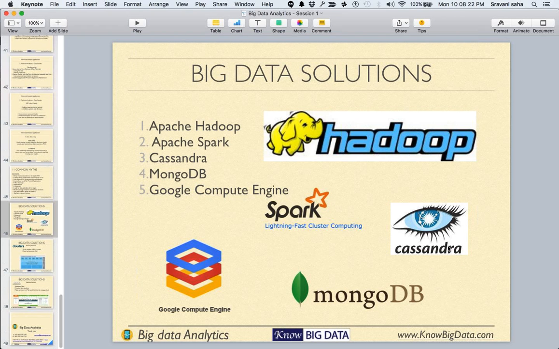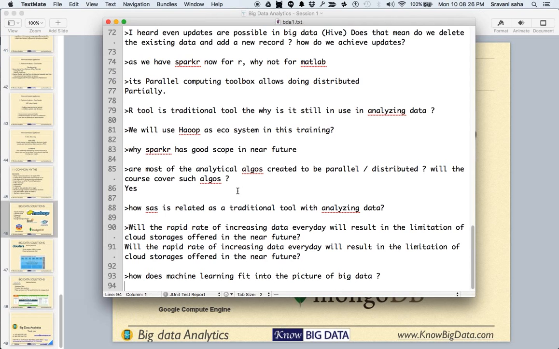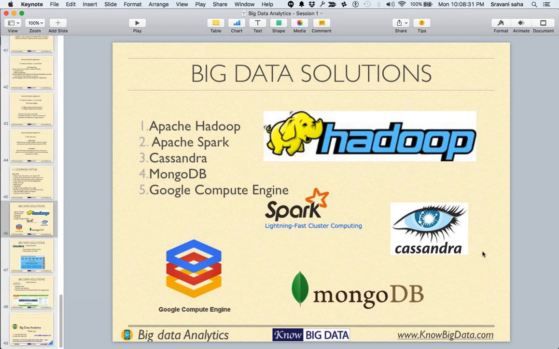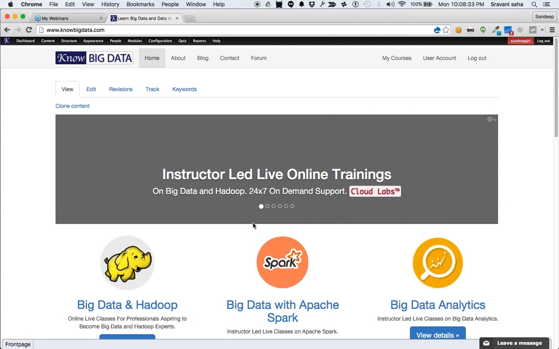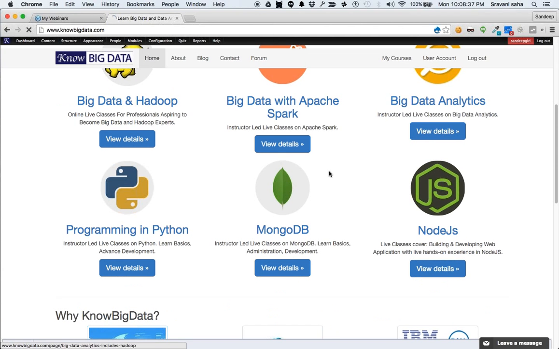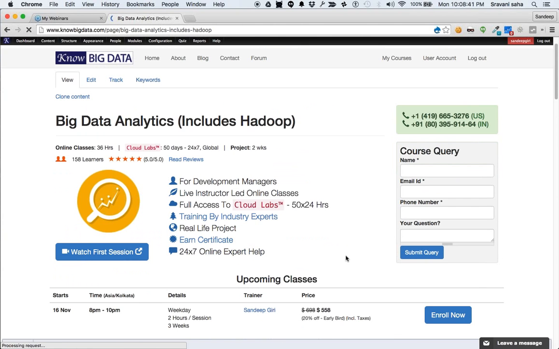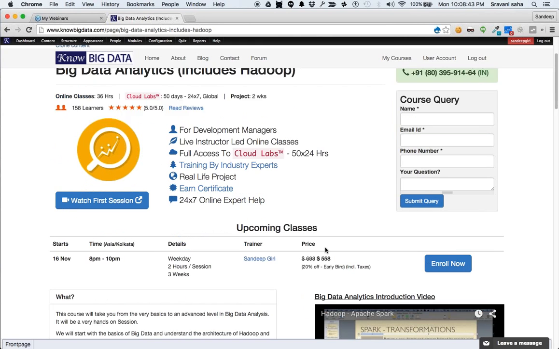All right. The second class will be tomorrow. That's Madan's question. So, yeah, let's meet tomorrow and take the discussion forward. We are going to go deep into the architecture of Hadoop. In case you have not yet enrolled, you can enroll from here, from this website.